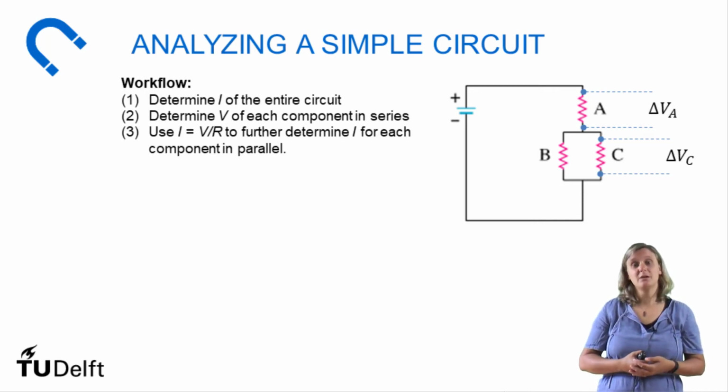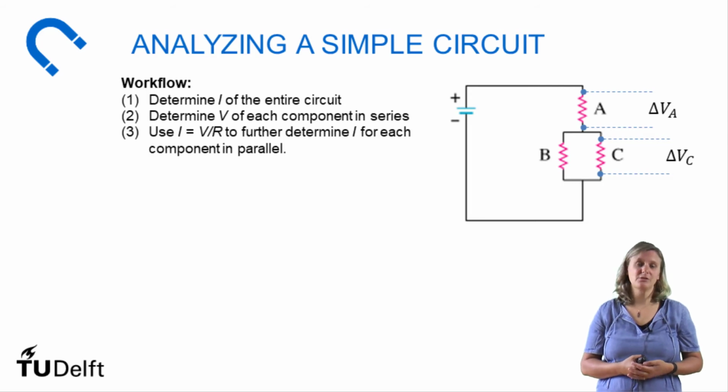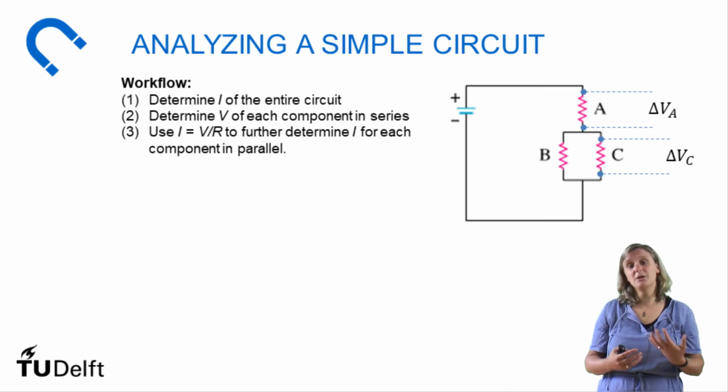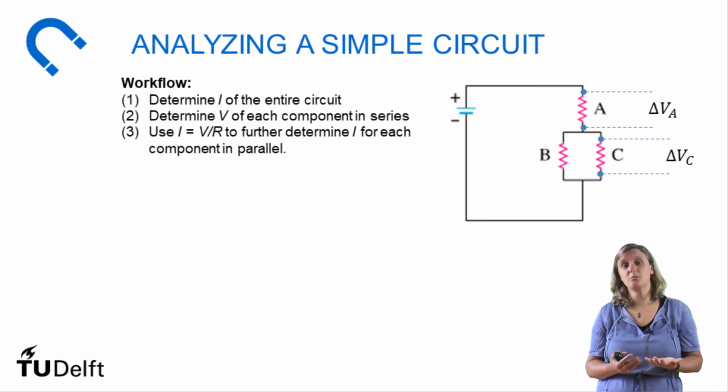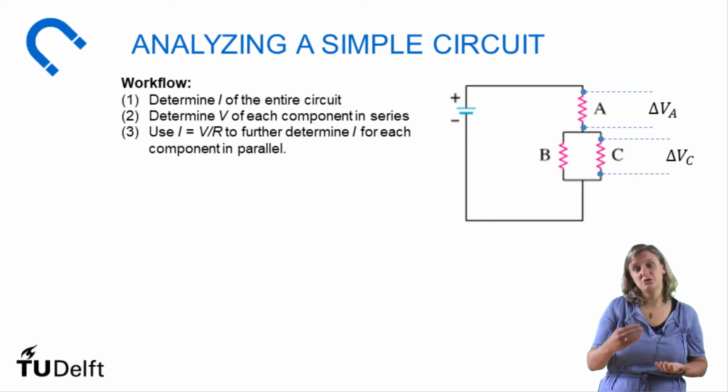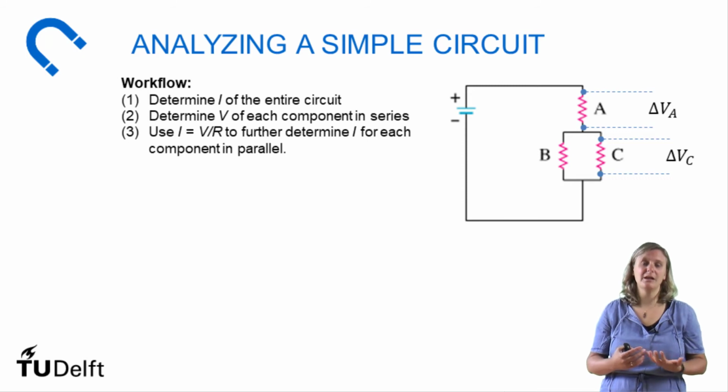So if we want to know the potential and the currents through the different resistors, we can go through the following workflow. First, you can determine the current of the entire circuit. This you do because you can calculate the total resistance of A, B, and C, using the two laws I just told you. If you know that current, you can calculate with Ohm's law the voltage over A. And if you've done that, you know what's the voltage drop over B and C, and use that to calculate the current through B and C.